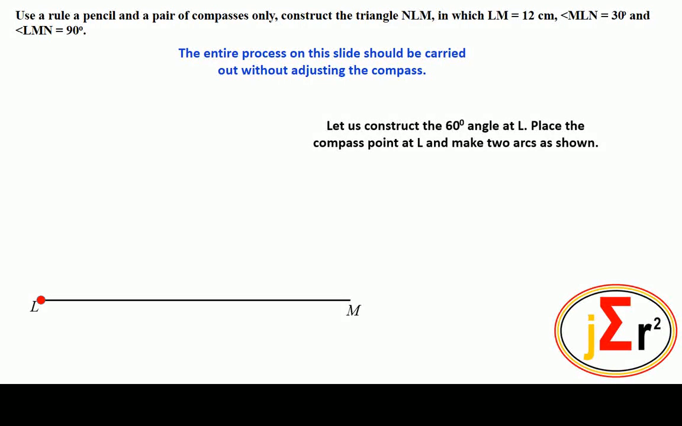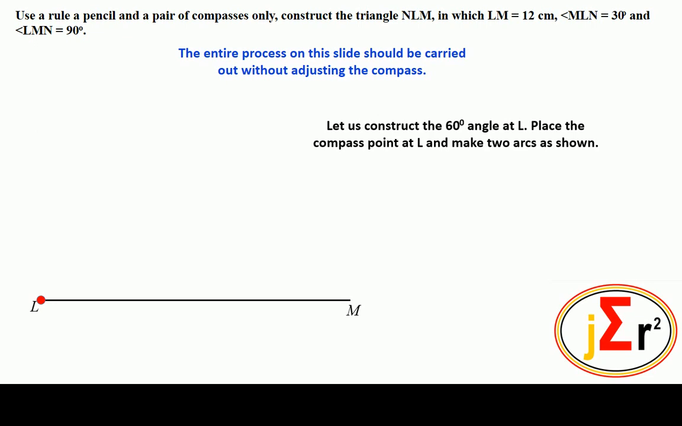For the construction of the 60 degrees angle, once your compass is set, you should not adjust it. Once your compass is set, do not adjust it. The entire process on this slide should be carried out without adjusting the pair of compasses. So we will not adjust the pair of compasses.